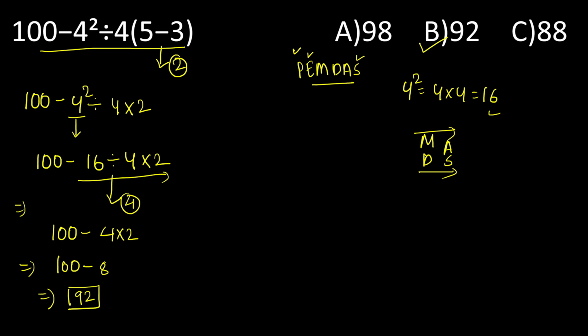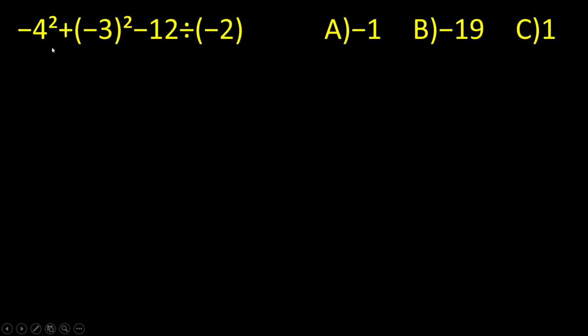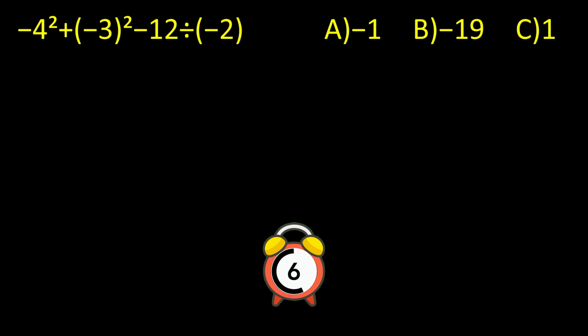Coming to the next question, we have 4 square, that is minus 4 square plus parenthesis minus 3 square minus 12 divided by minus 2. You have 10 seconds to solve this. Your time starts now. Time's up. Now we will solve again with the same PEMDAS.